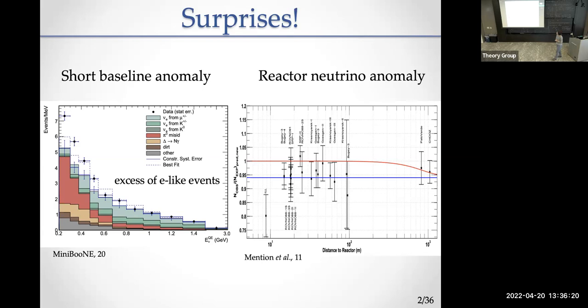So the short baseline anomaly started with LSND observing an excess of nu e-like events, and that was confirmed by MiniBooNE over the last 10 years. And the reactor anomaly just refers to the fact that overall, reactor experiments observe a deficit of nu e-bar flux coming out of nuclear reactors.